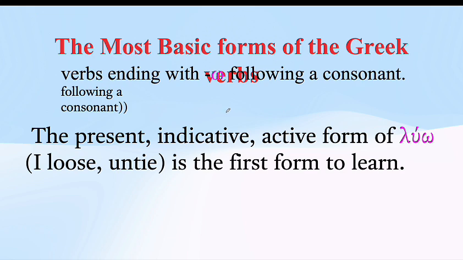We will look at it. The verb is ending with omega, following a consonant. The present indicative active form of luo. This is what we are going to learn because it follows a regular form. I loose, I untie. This is the first form to learn, luo. It is in the present indicative active form. The tense is present, the mood is indicative, the voice is active.